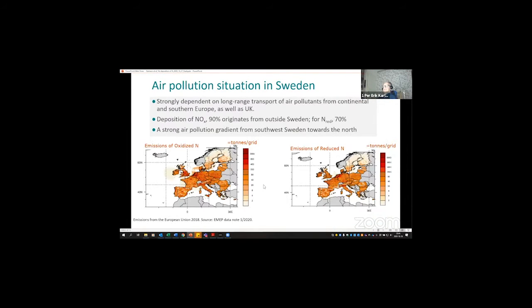The air pollution situation is strongly dependent on the long-range transport of air pollutants from continental and southern Europe, as well as the United Kingdom. So of the deposited oxidized nitrogen in Sweden, 90% will originate from sources outside Sweden. And for reduced nitrogen, it will be about 70%. So we have a strong air pollution gradient from the southwest towards the north.